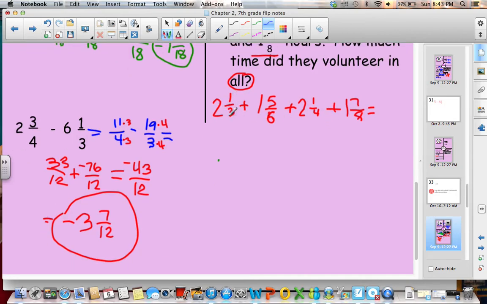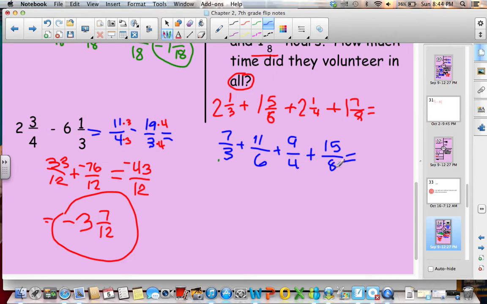So 2 1/3, so we have 7 thirds. And then 6 times 1 is 6 plus 5, so 11 sixths. 4 times 2 is 8 plus 1 is 9 fourths. And then 8 times 1 is 8 plus 7 is 15 eighths. I don't know why the marker is being kind of funny right now.